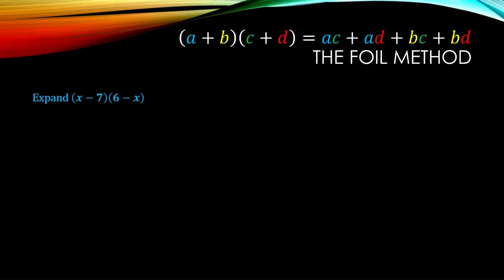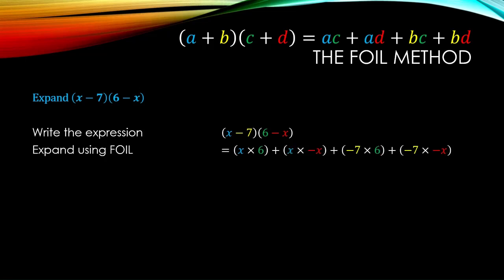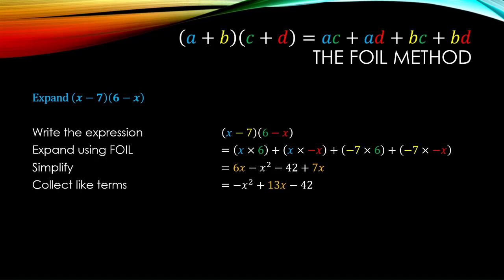Let's look at another example. Multiply x minus 7 by 6 minus x. Multiplying the first terms gives 6x. Multiplying the outer terms gives minus x squared. Multiplying the inner terms gives minus 42. Multiplying the last terms gives plus 7x. Simplifying gives 6x minus x squared minus 42 plus 7x. Collecting like terms gives minus x squared plus 13x minus 42.